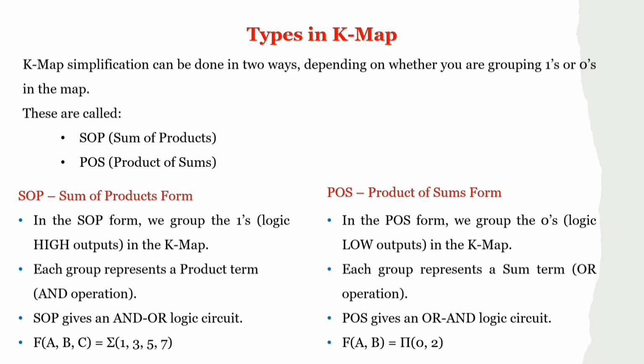So let's move on to the POS. POS stands for product of sums. In the POS form, we group all the zeros, that is, the logically low outputs, in the K-map.